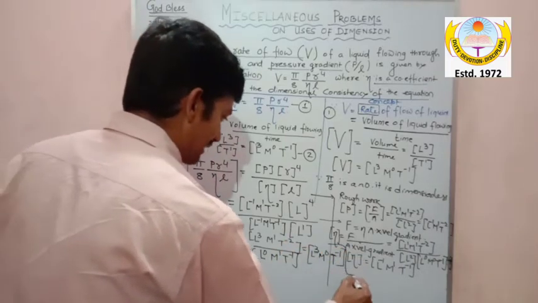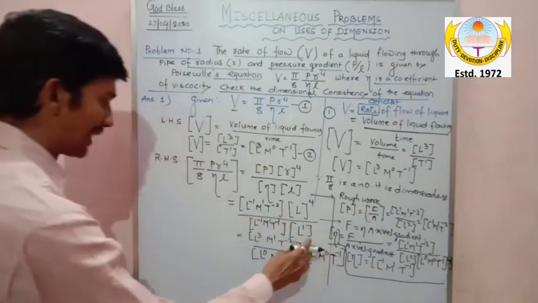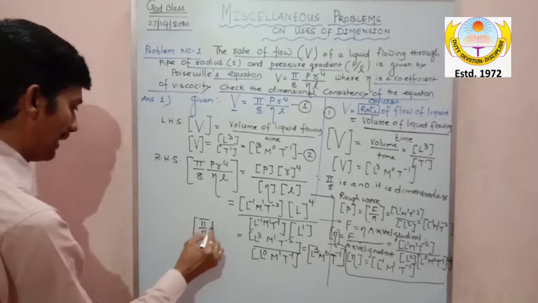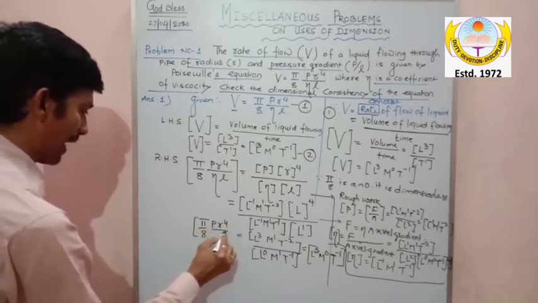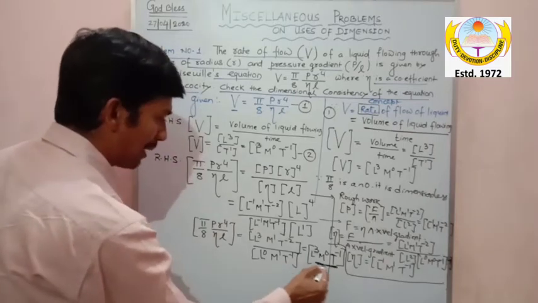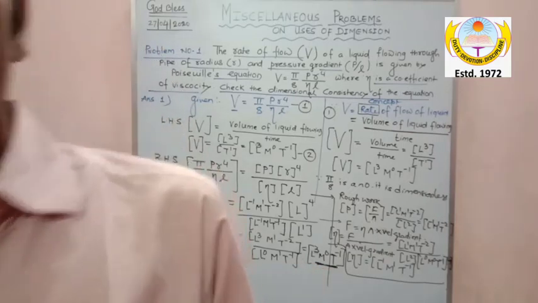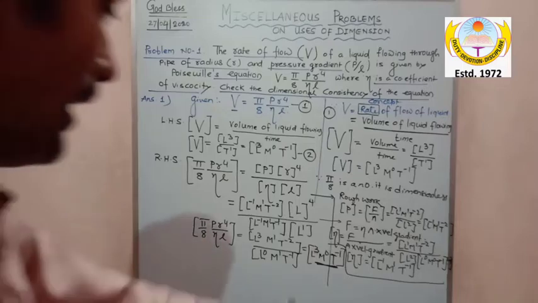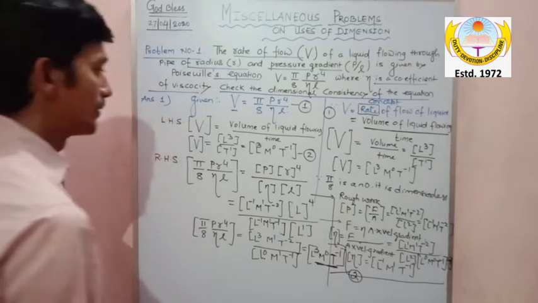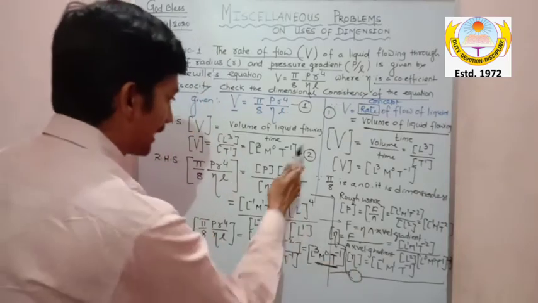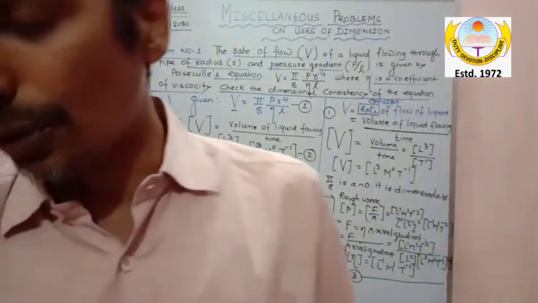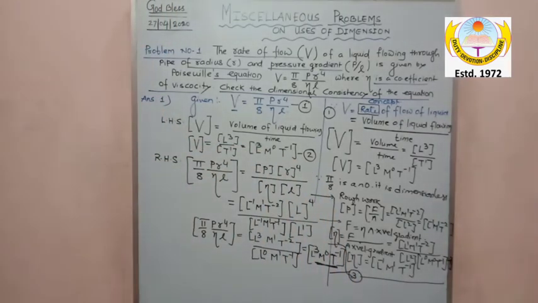So here I have done this rough work. So this I got on the right hand side: pi by 8 p r power 4 divided by eta into L. The dimension of that I got as L power 3 m power 0 t power minus 1. So now I will put this as equation number 3. Sorry, not 2, it is already 2 here. Equation number 3. So I hope you understood equation 2 and equation 3 very well.